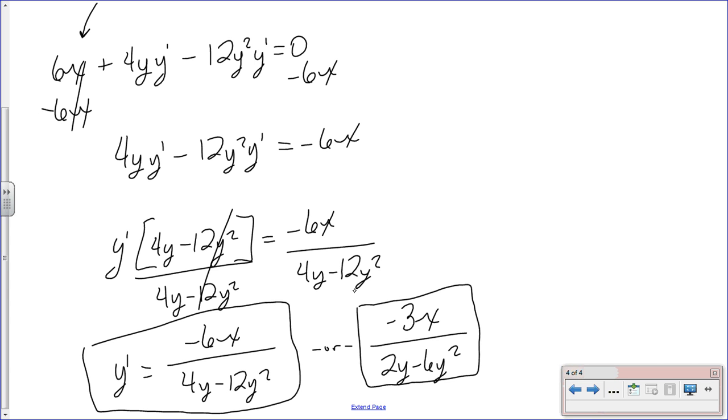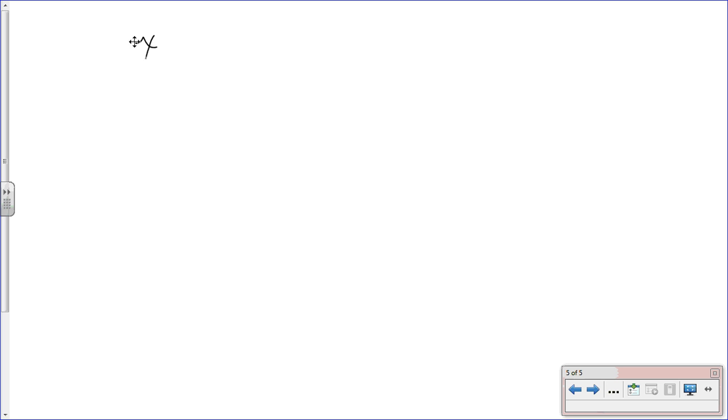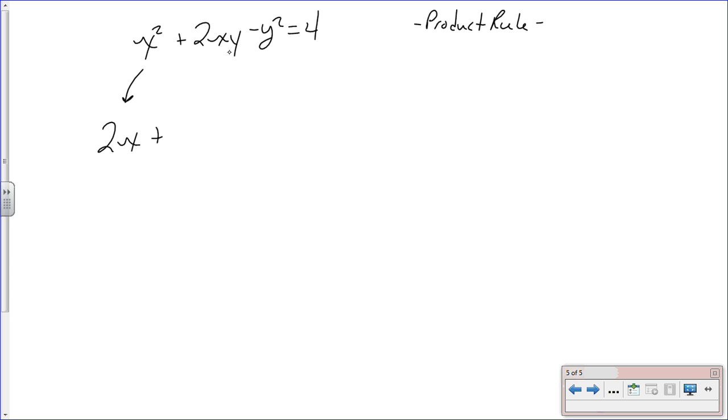All right, so I'm going to show y'all one that does use product rule. That's x squared plus 2xy minus y squared equals 4. So this one we're going to have to use the product rule. Why? Because we have 2xy. So that's 2x times y, so we're going to have to use product rule for that. All right, so this will go to 2x plus, remember product rule is 1d2 plus 2d1.